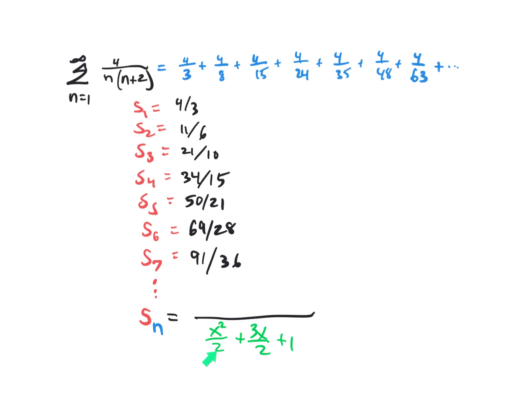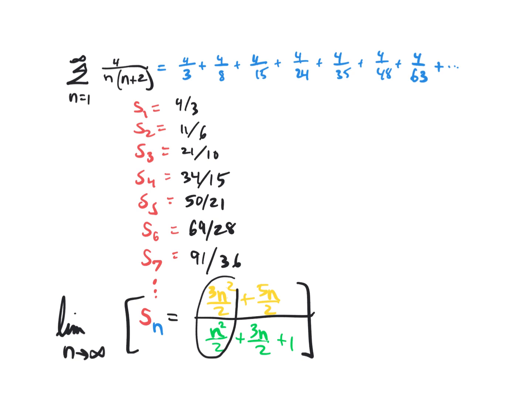The denominator can be expressed with this expression, and the numerator's values can be expressed with this expression, except these are supposed to be n's, pardon me. Alright, so the nth partial sum is this expression, and so we can take the limit as n approaches infinity of the nth partial sum, and we know that that's going to be just the ratio of the leading terms on both sides, and that's equal to 3.